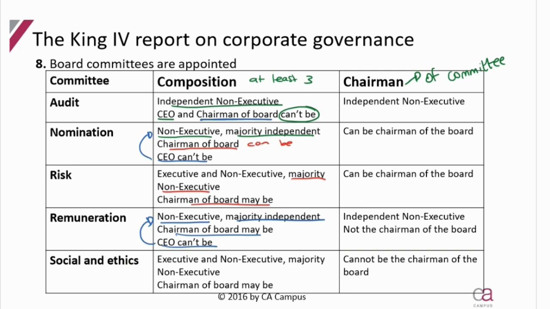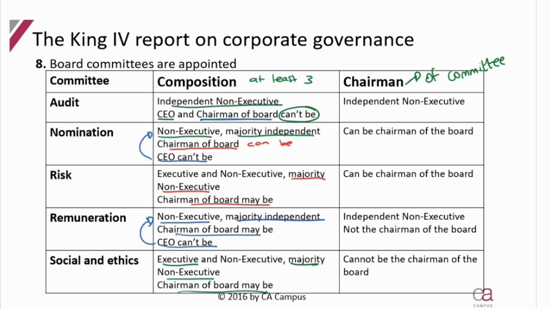Social and Ethics Committee, both executive and non, but majority must be non-exec. So it's got the same composition as your Risk Committee. And the chairman can be a member of this committee. They don't say anything about the CEO, so you could assume that the CEO can be.